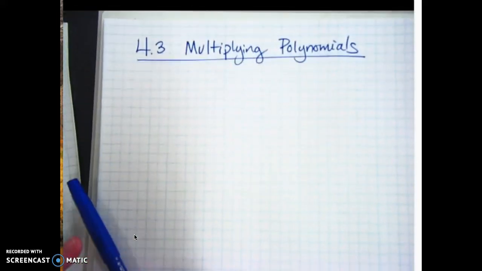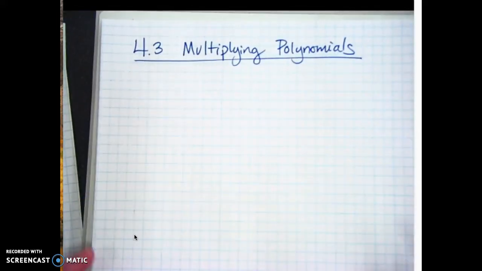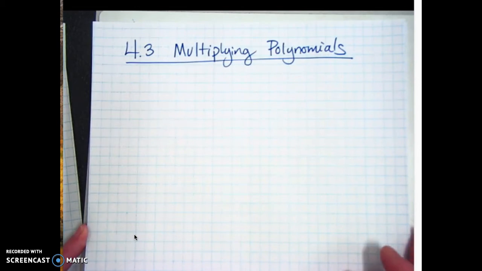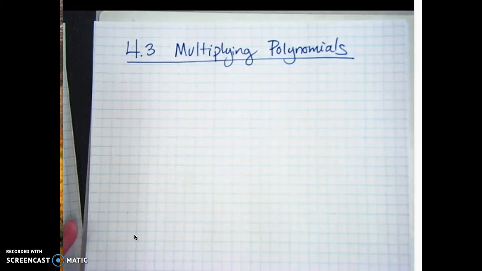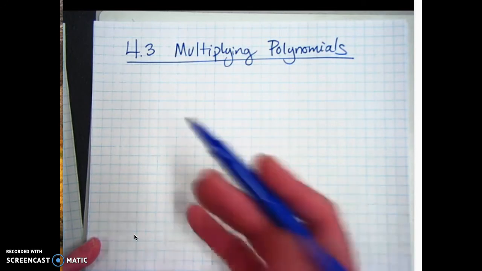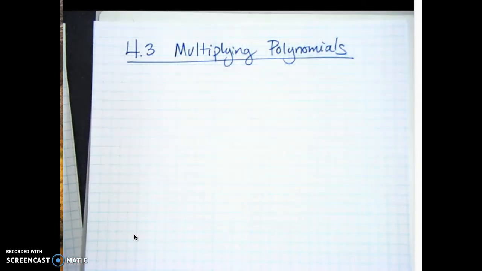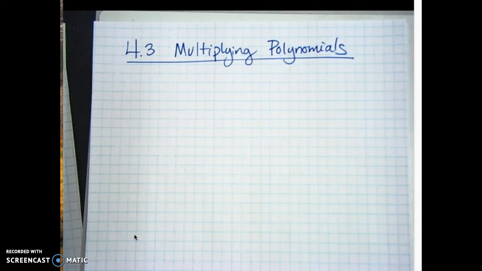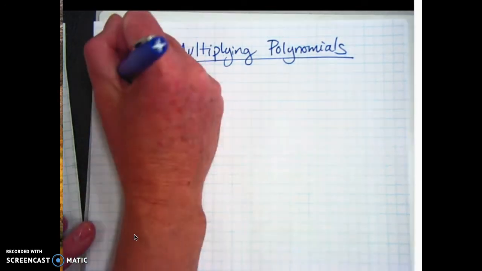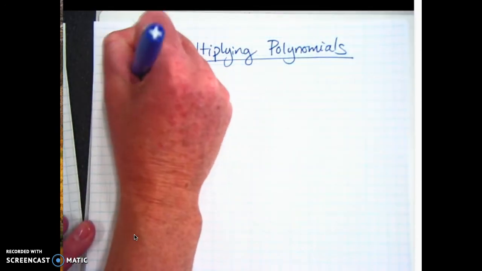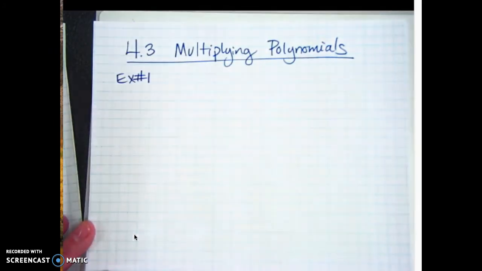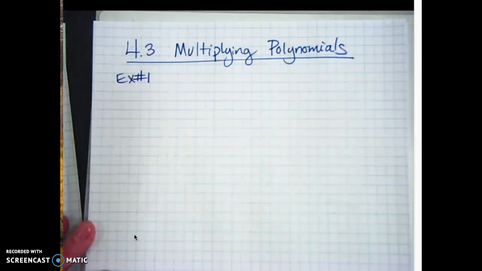All right, so chapter 4, section 3 is called Multiplying Polynomials. And we're mostly going to focus on a binomial times a binomial today, which is what you see a lot of and probably what your Algebra 1 teacher spent a lot of time on. But I do want to show you example number 1, where it's not just a binomial times a binomial, but a binomial times a trinomial.